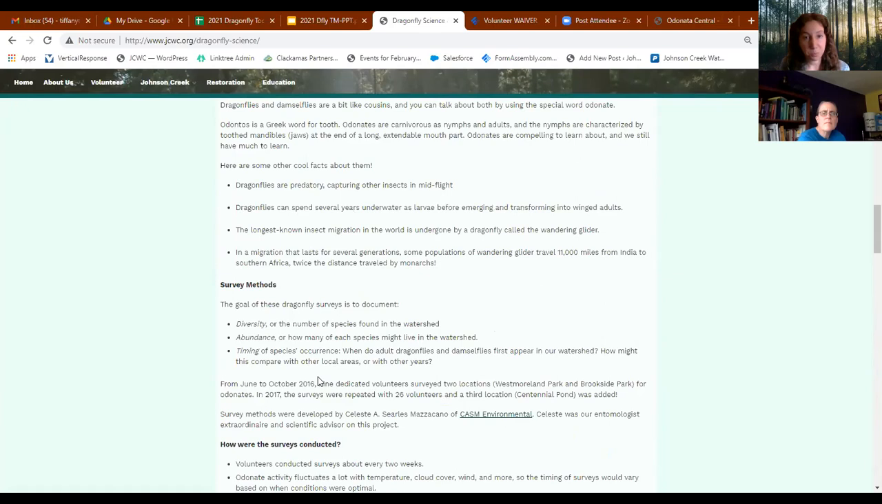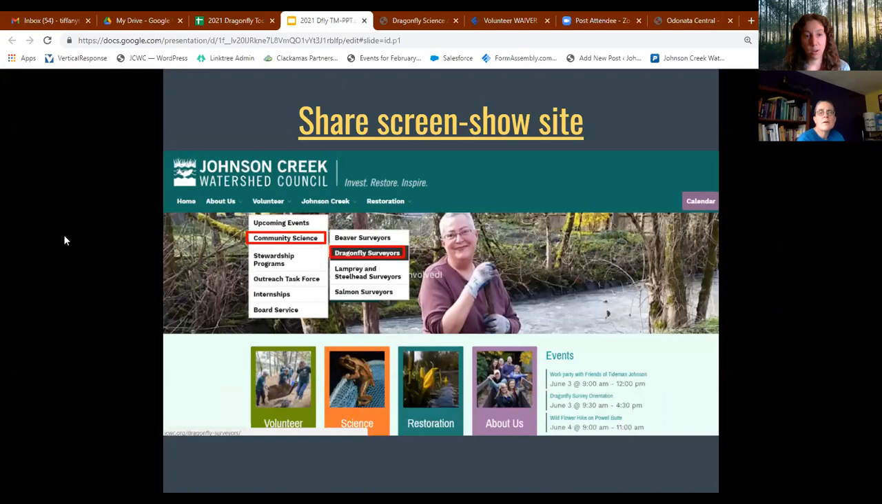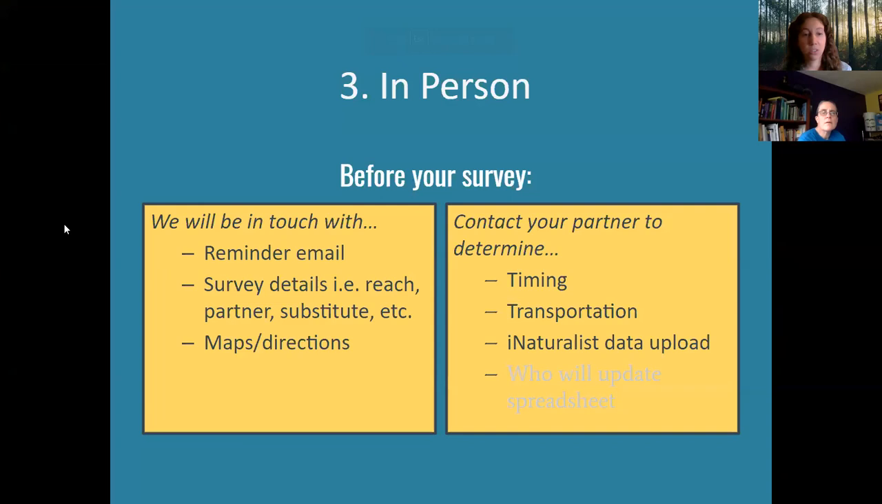So with that, let me see if there's much more on here. Yeah, so this is a reminder. I've covered this already. We do emails, the partner information, substitutes, and you can figure out transport with COVID. I'm recommending that people meet on site, so they're all outdoors. And the biggest thing is, if you're a survey partner, you need to check in with each other.